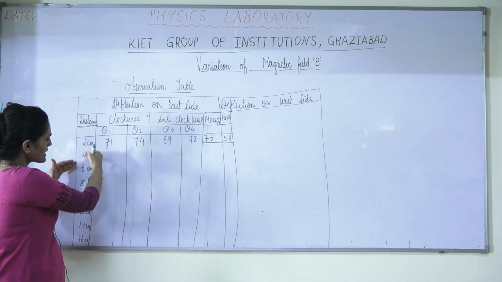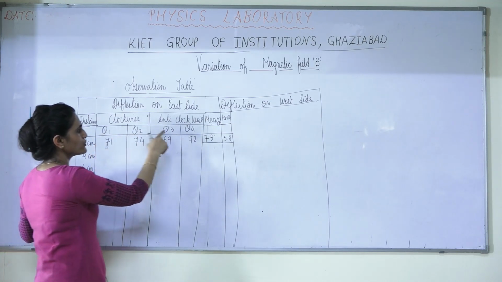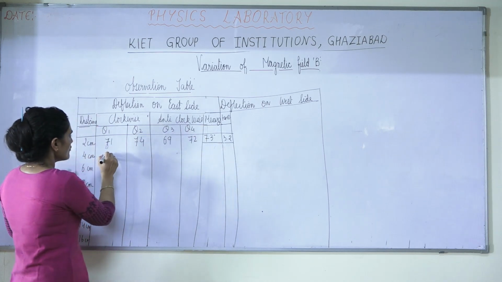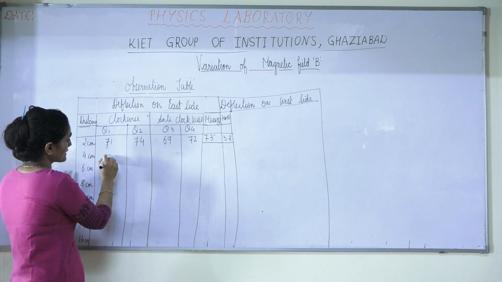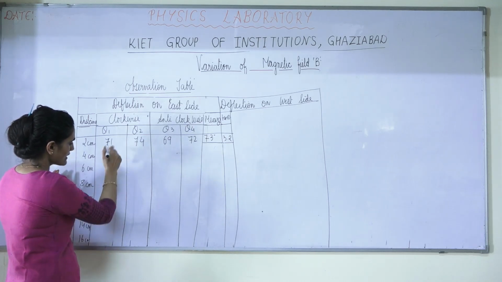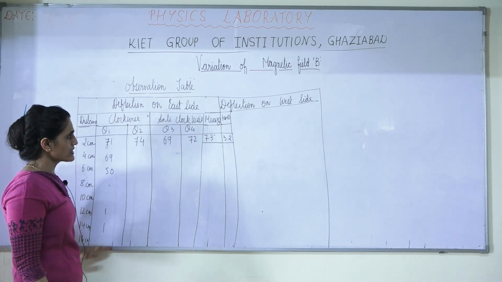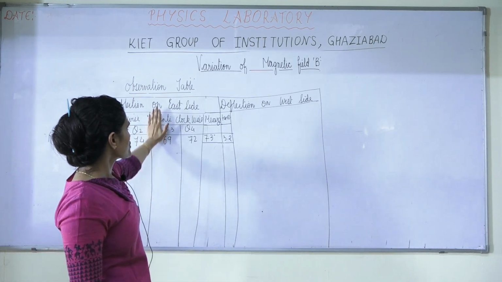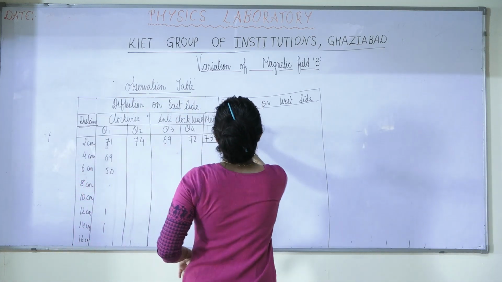As soon as I go on increasing the distance, the values of theta 1, theta 2, theta 3 and theta 4 will go on reducing. That is, I am getting 71 over here, maybe I can get something like 69, then something in the 50s, and in this way the value will go on reducing till 16 centimeter. The same process which I have done on the east side will be done on the western side.